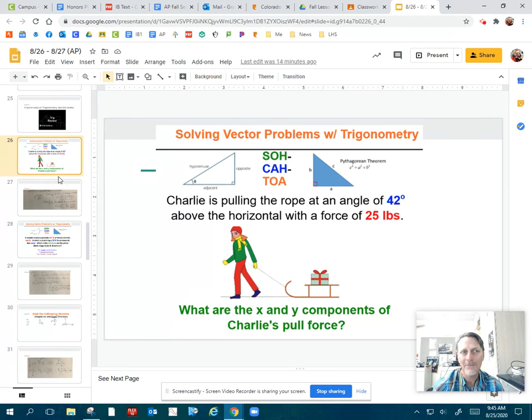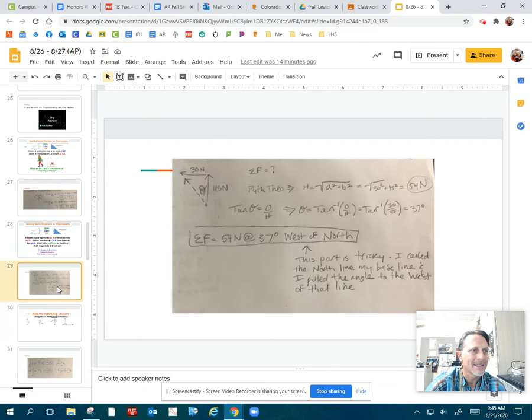So, SOHCAHTOA: you've got Charlie pulling a rope at an angle of 42 degrees. Imagine he's pulling up at that angle with a force of 25 pounds. So he's pulling that rope. What are the x and y components of Charlie's pull force? Components are the parts of the resultant vector. His pull is the resultant vector, but it has an x and y part to it, or an x and y component. I've gone ahead and solved it for you here, using SOHCAHTOA.